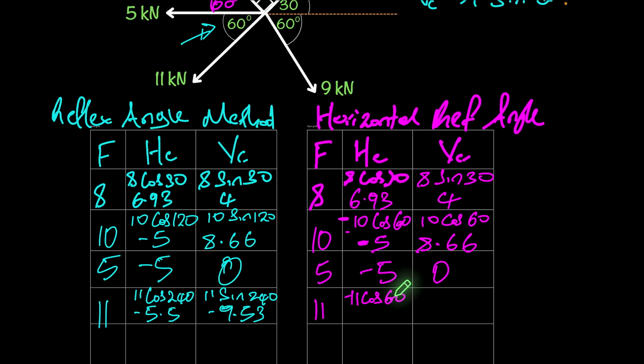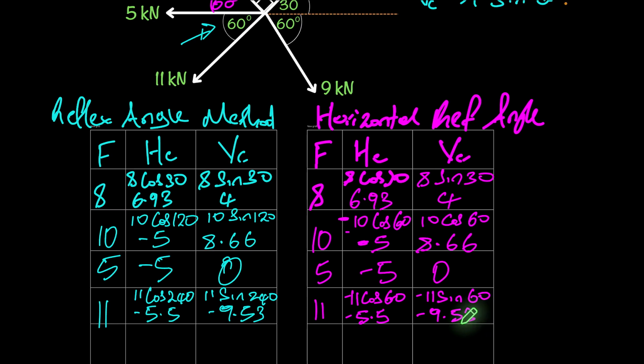And if you put negative 11 cos 60, you'd get the same thing as we did before, which is negative 5.5. And of course, it's going downward, so for the vertical component, it's just negative 11 sin 60. And we get the same thing as we just did, which is negative 9.53. So I hope you can spot the key differences.